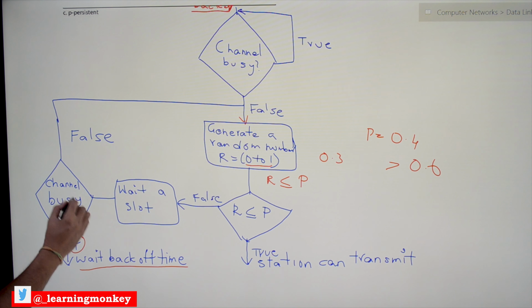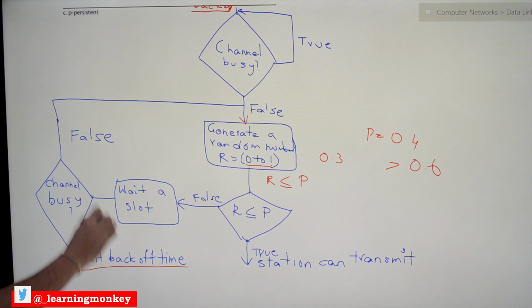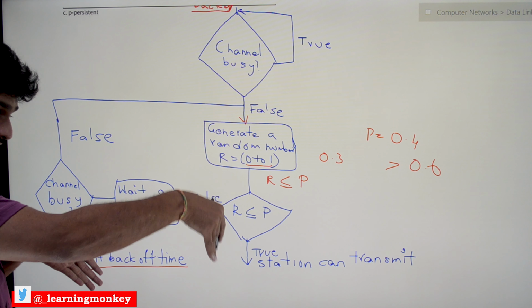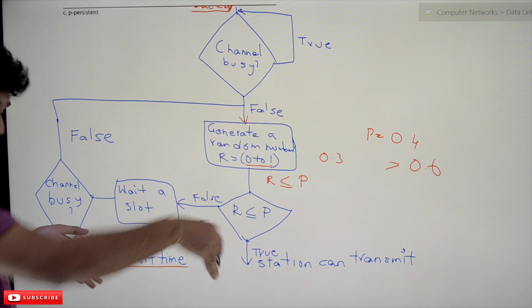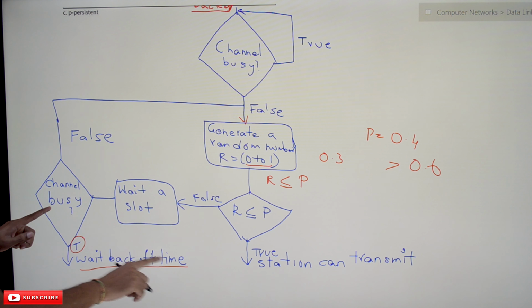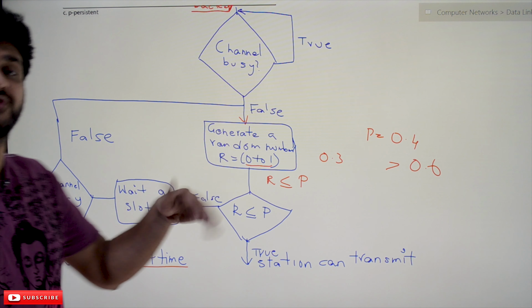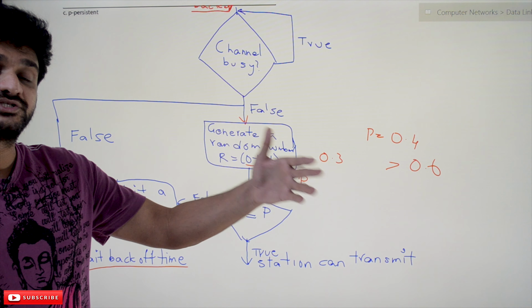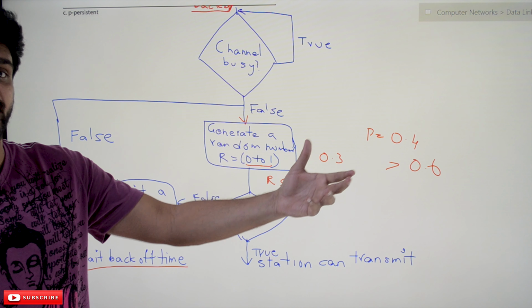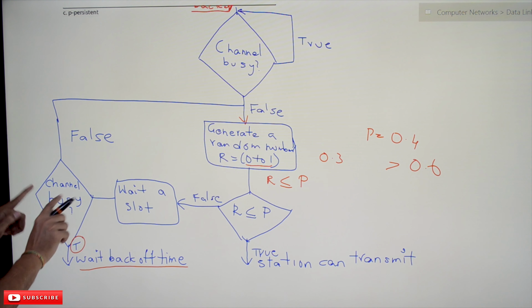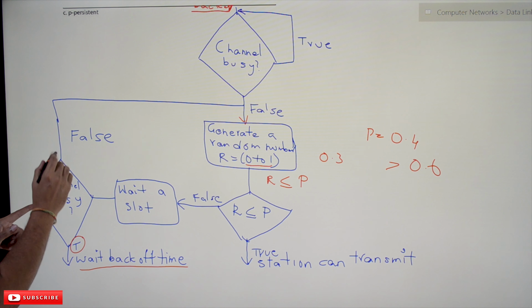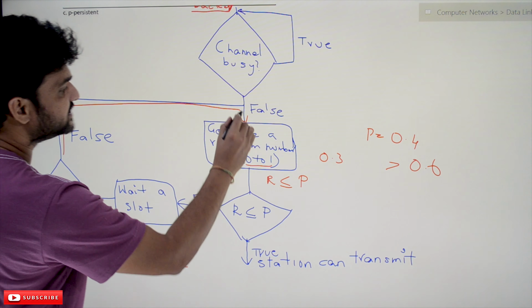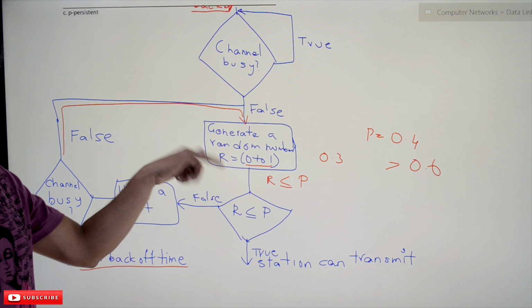So if it is false, after waiting for the time slot, try to understand this better. After waiting for the time slot, at that point we again sense the channel. If the channel is busy, wait for the back-off time. After that, again we sense and see whether the channel is busy or idle. If it is false, meaning not busy, it means idle. If it is idle, again generate the random number, and this process continues.